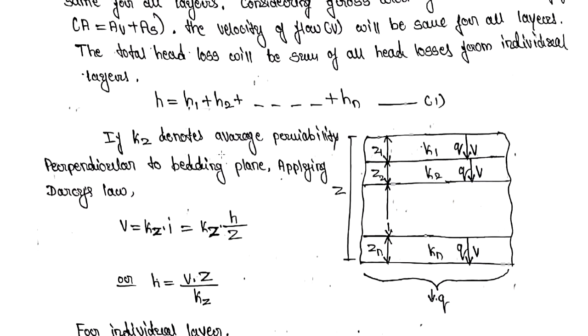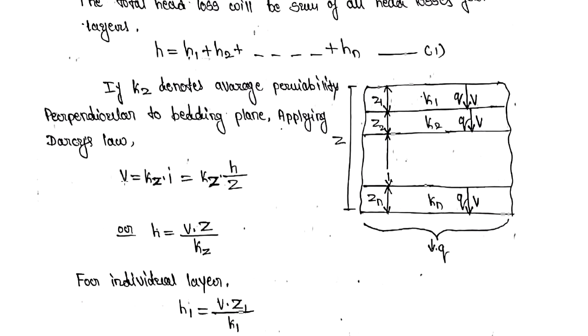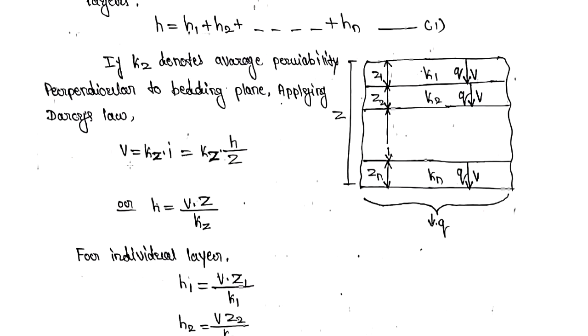Kz denotes the average permeability perpendicular to the bedding plane. There Kx was denoted, here Kz is going to denote the average permeability perpendicular to the bedding plane. Applying Darcy's law, v is equal to k into i. Here i is equal to h, that is head loss, divided by z. So head loss divided by z I have written as it is, and h I have taken to the other side. So h is equal to v into z divided by kz.